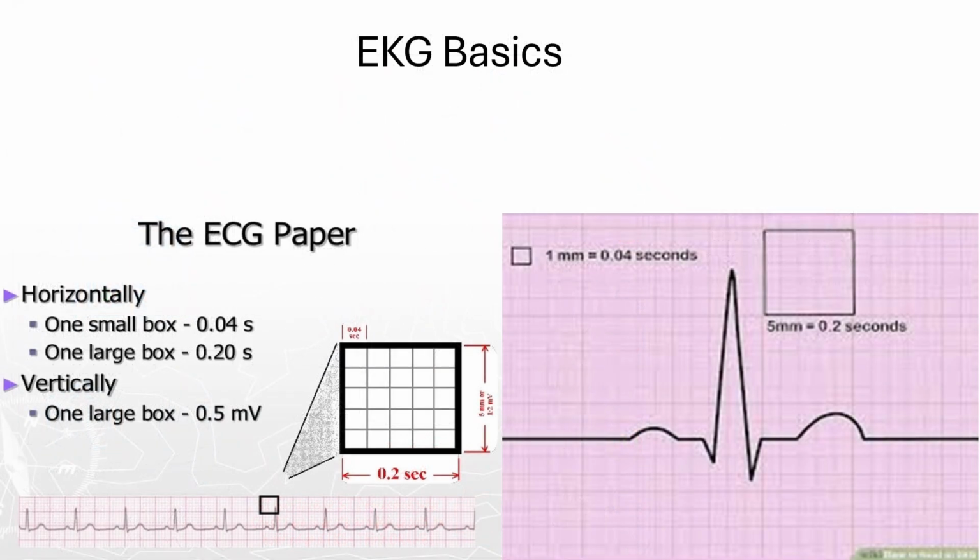You will notice that EKGs are printed on grid paper, and this is because the grids are going to help us measure both time and voltage. A small square is going to represent 0.04 seconds, and a large square, which is made up of 5 small squares, is going to represent 0.2 seconds.